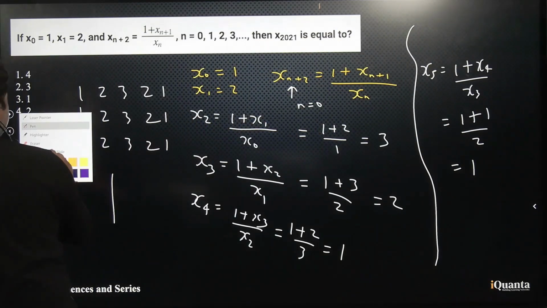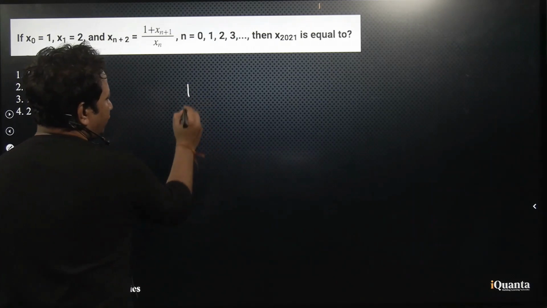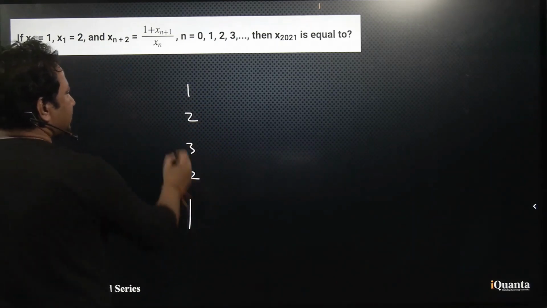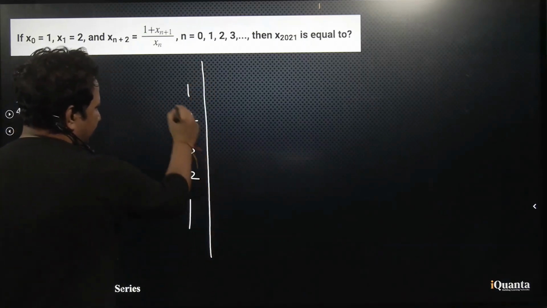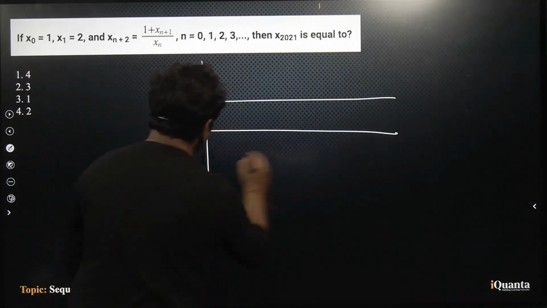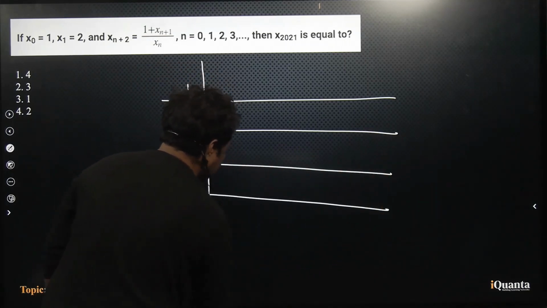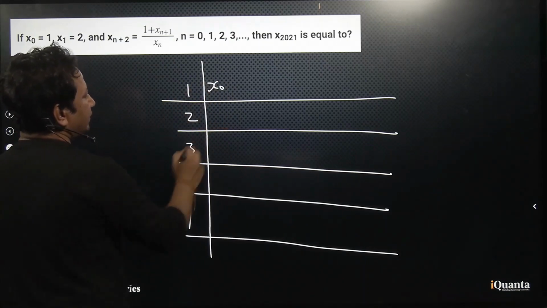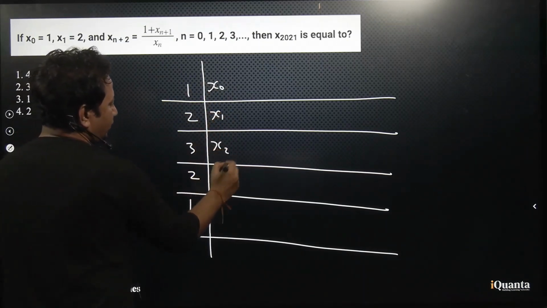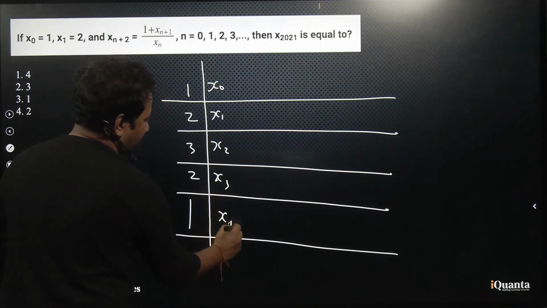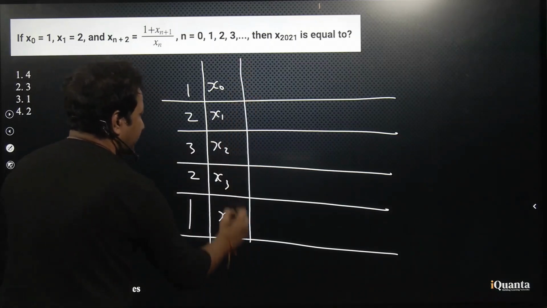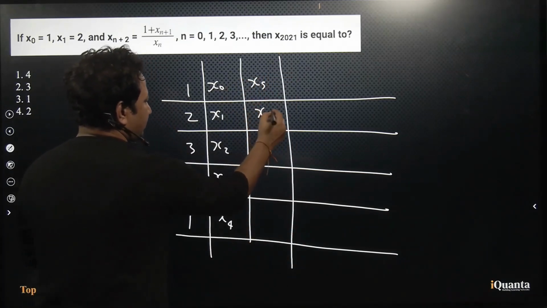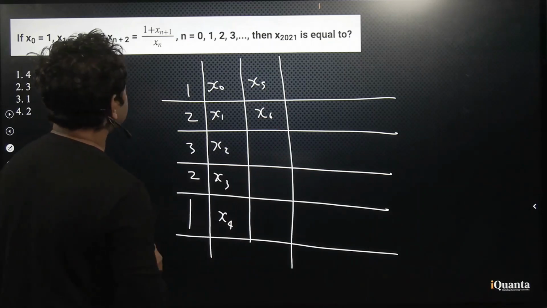All right. 1, 2, 3, 2, and 1. This is what the pattern is. And I'll just put the values for x in the specific rows. So as we have seen, 1 is the value for x0, 2 is the value for x1, and so on. And we found out that the value for x5 will also be 1. So I can complete the table. Do I really need to do this?